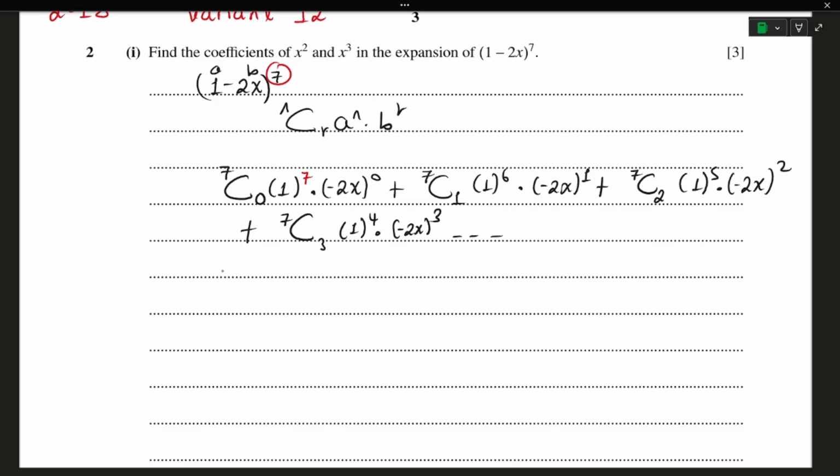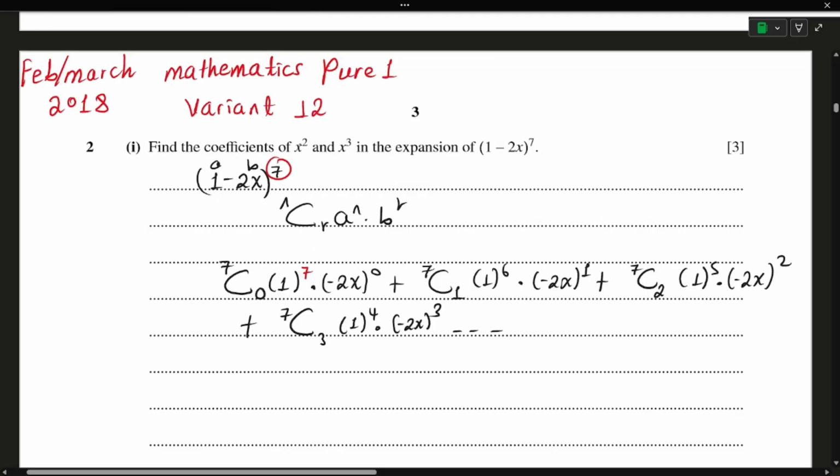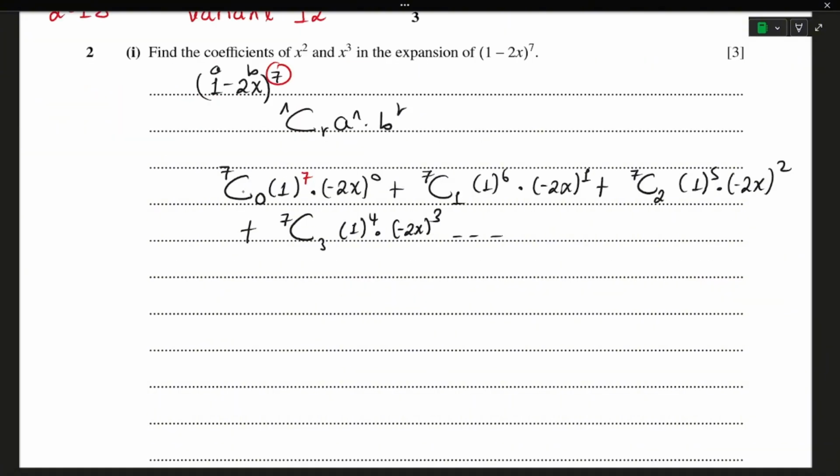Because now what we are going to do is find the coefficient. We are only asked to find the coefficient of x squared and x cubed. So this is enough for us because we have x squared over here and x cubed. So how do we find the coefficient? To find the coefficient, we have the factorial of n over (n minus r) factorial times r factorial. This is the formula we use. Now, it's not hard. You'll just understand it.